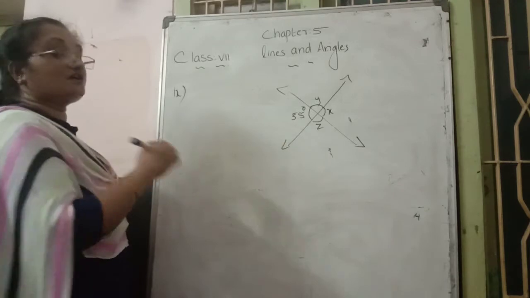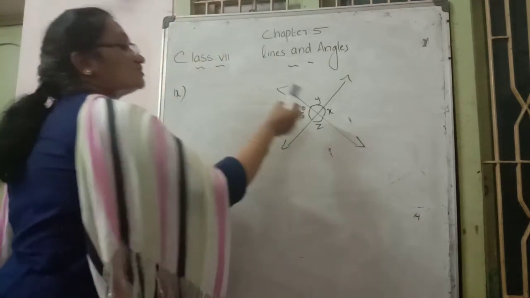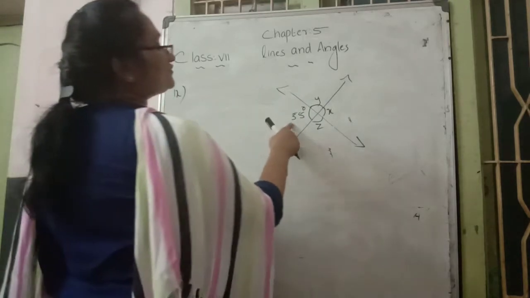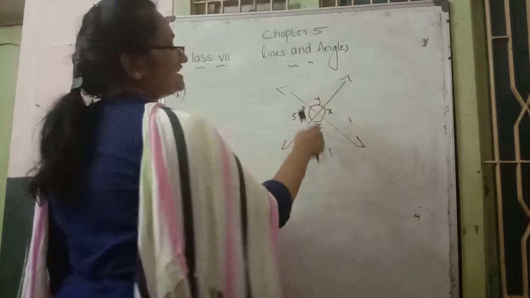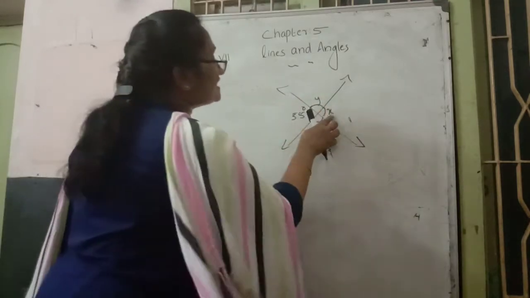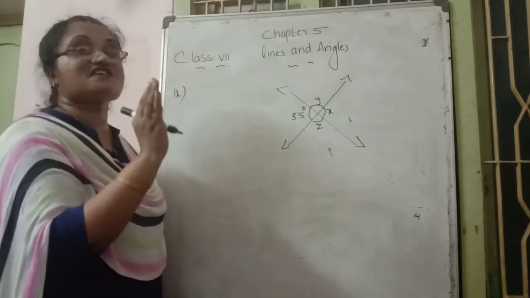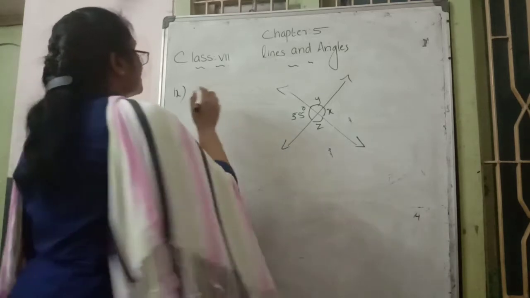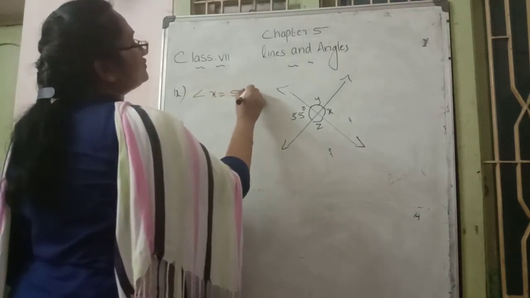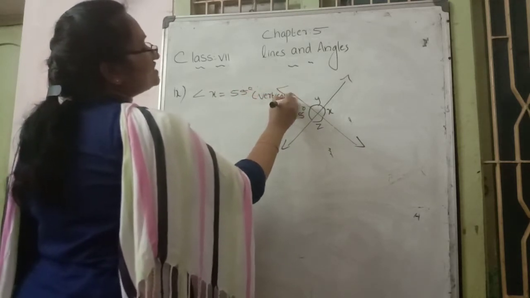How do we find it out? What properties do we know? Which property is suitable for this diagram? That property we apply. Here, see 55 and x. Y and z are vertically opposite, but we don't know their angles. But here, x and 55 are vertically opposite. That's why, since vertically opposite angles are equal, we can say angle x is equal to how many degrees? 55 degrees. What is the reason? They are vertically opposite angles.